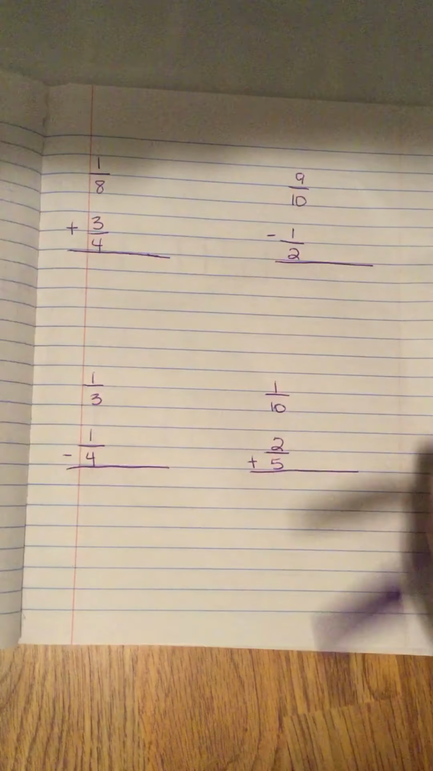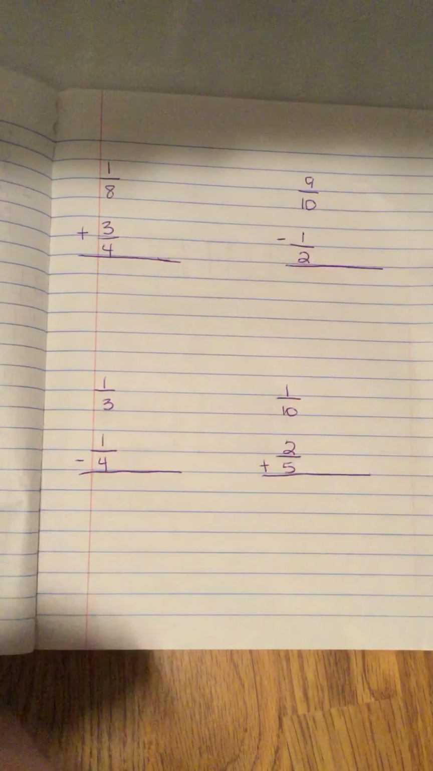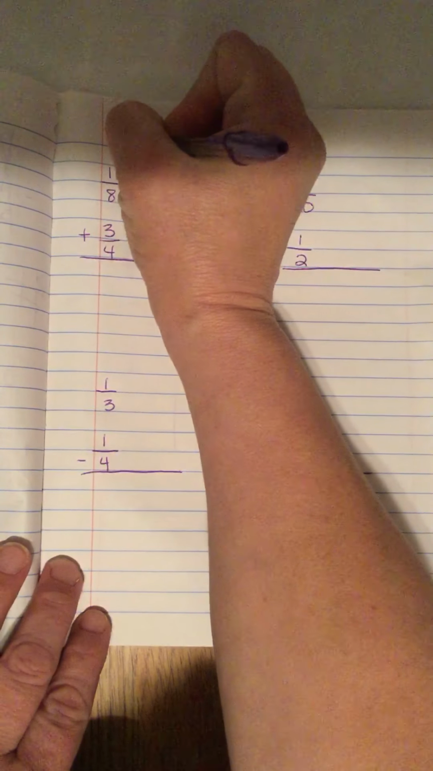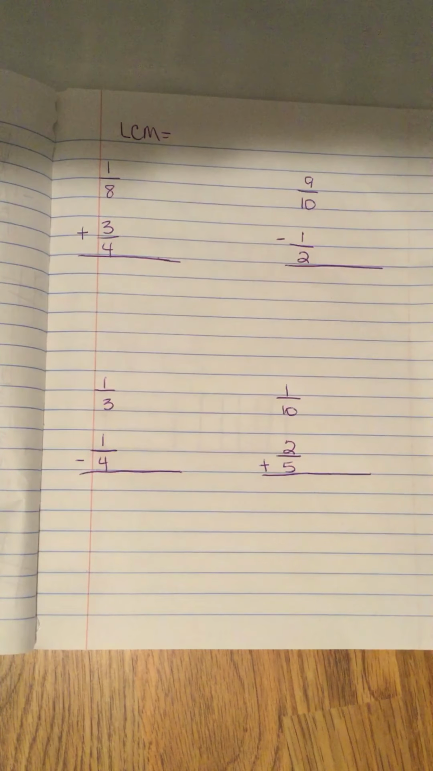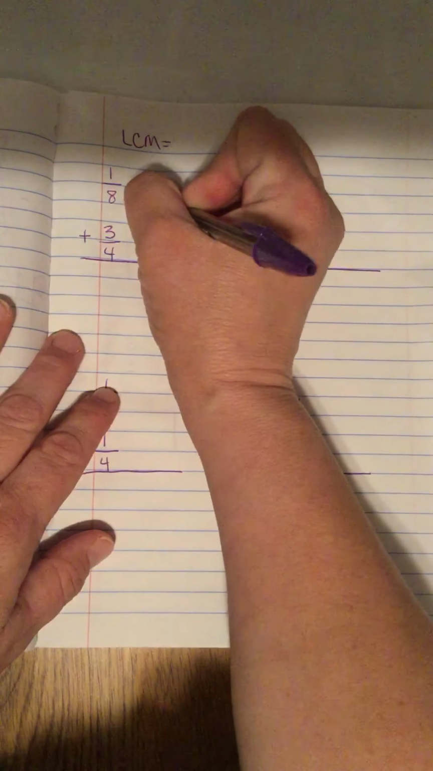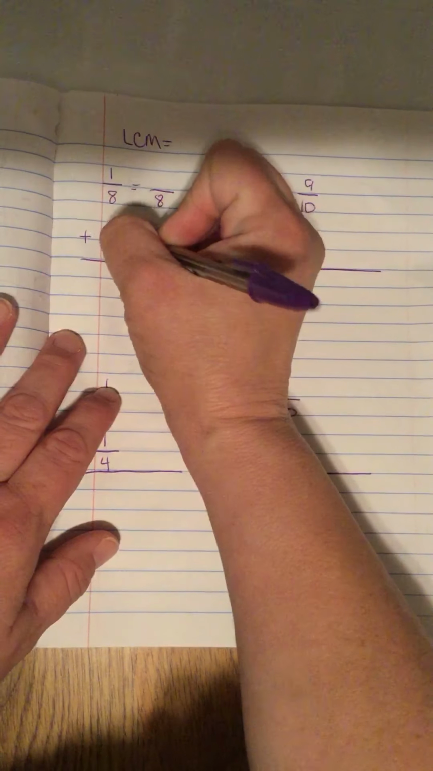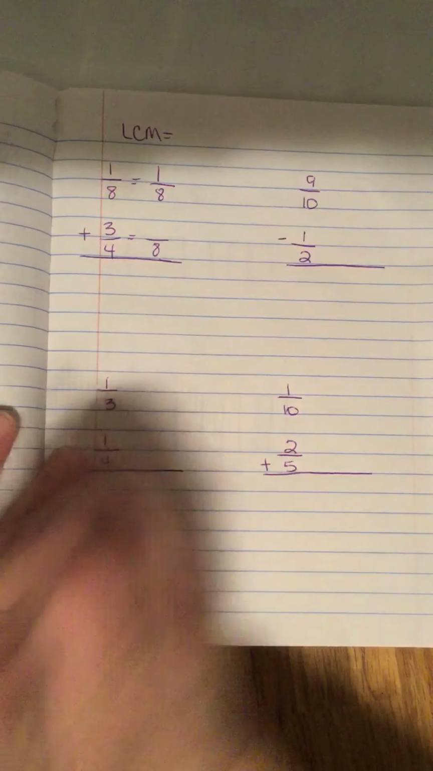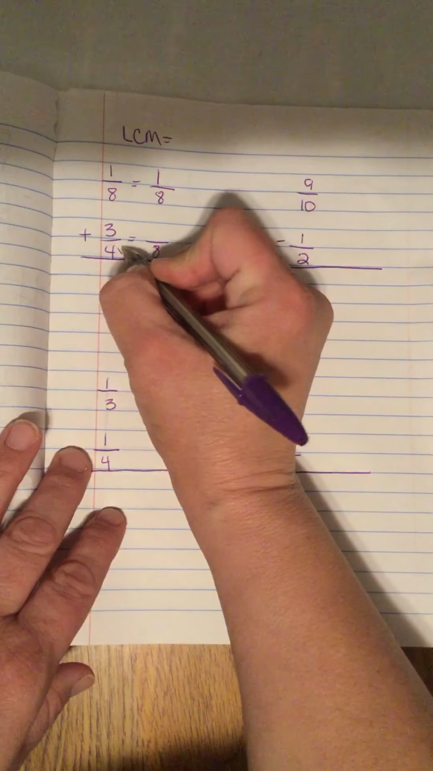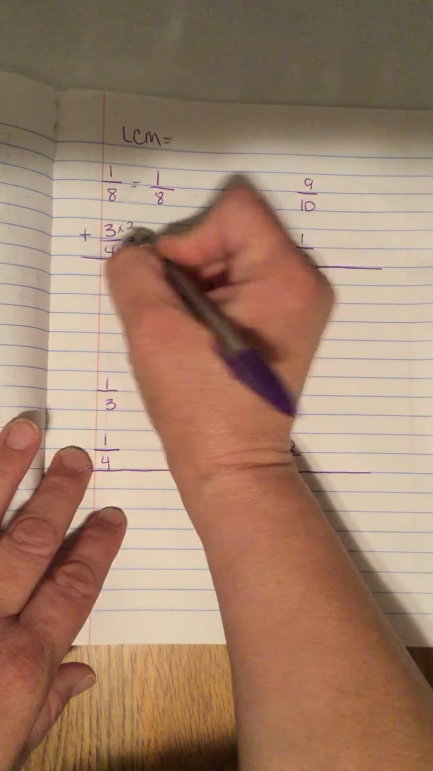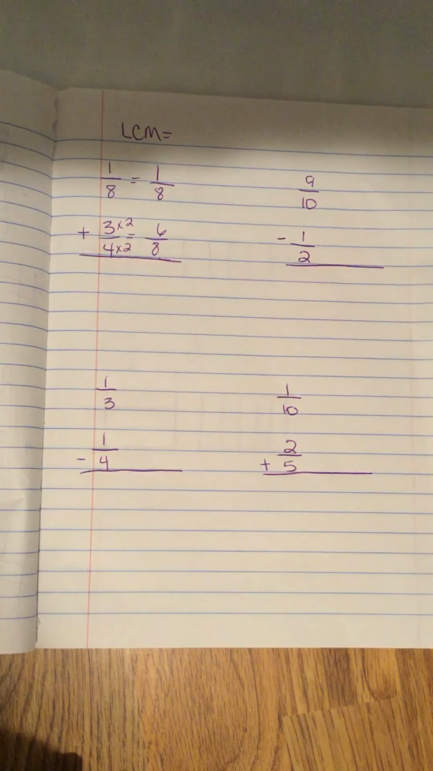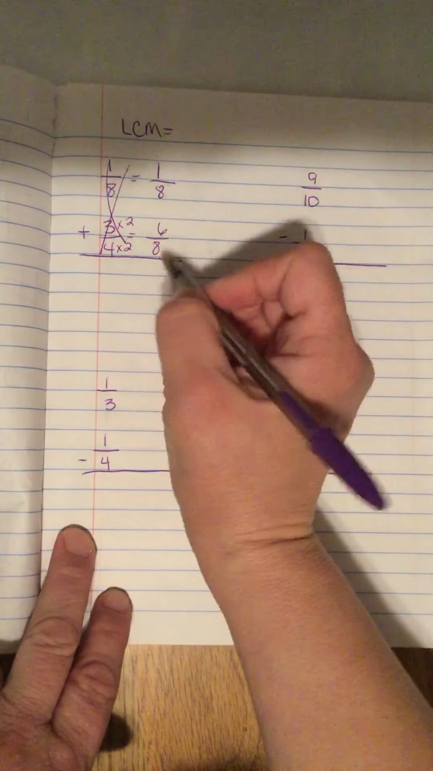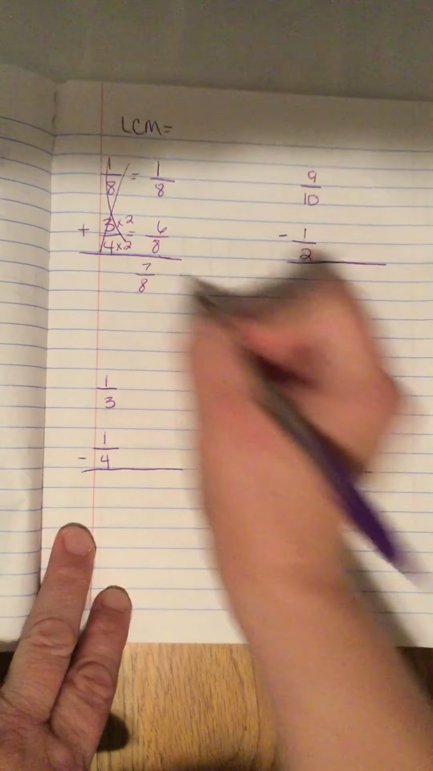Okay, let's do a couple more. All right, I want you to find the LCM of 8 and 4. Okay, you should have gotten 8 as the LCM. Which means 1/8 is going to stay the same. 4 will go in 8 times 2. And then the numerator times 2, which is 6. Mark out that fraction. 1 plus 6 is 7. And the denominator is 8.